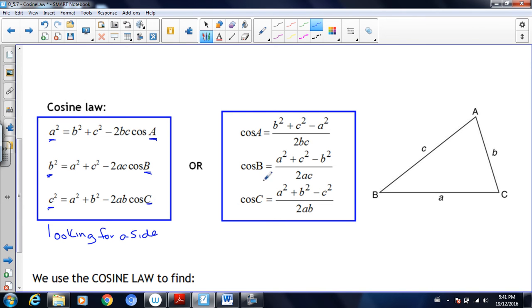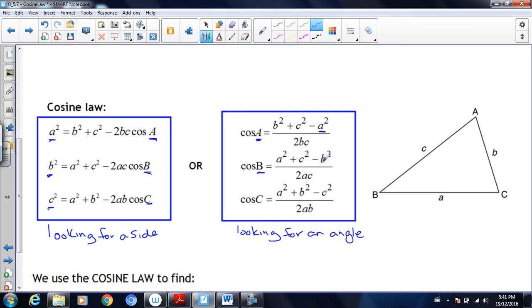There we go. Or we have this, which is also the cosine law, but this has already been rearranged when you're looking for an angle. Okay, this is when you're looking for an angle. And again, whatever angle it is you're looking for, the side corresponding to that angle is at the end of the equation, okay?